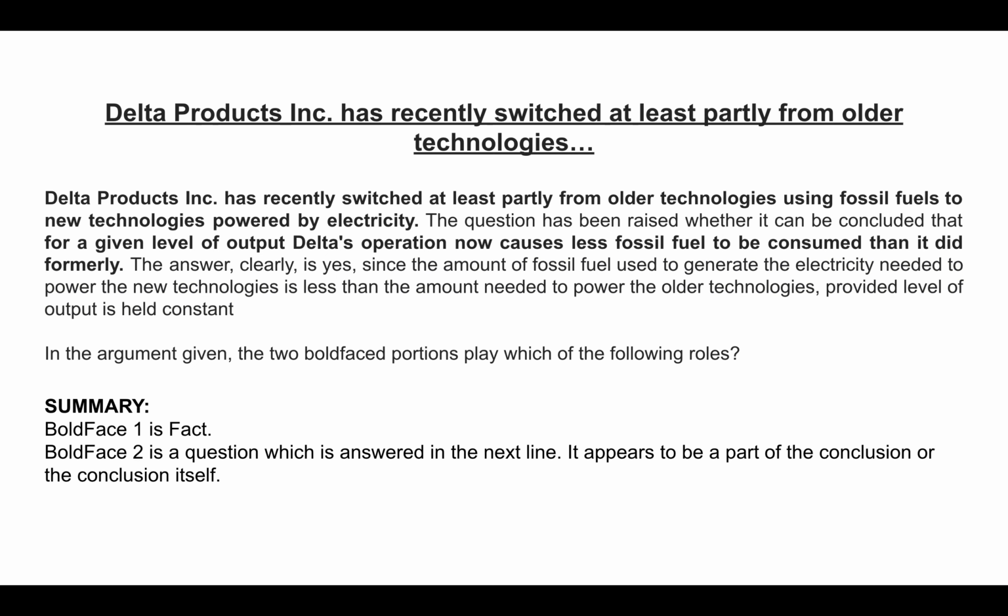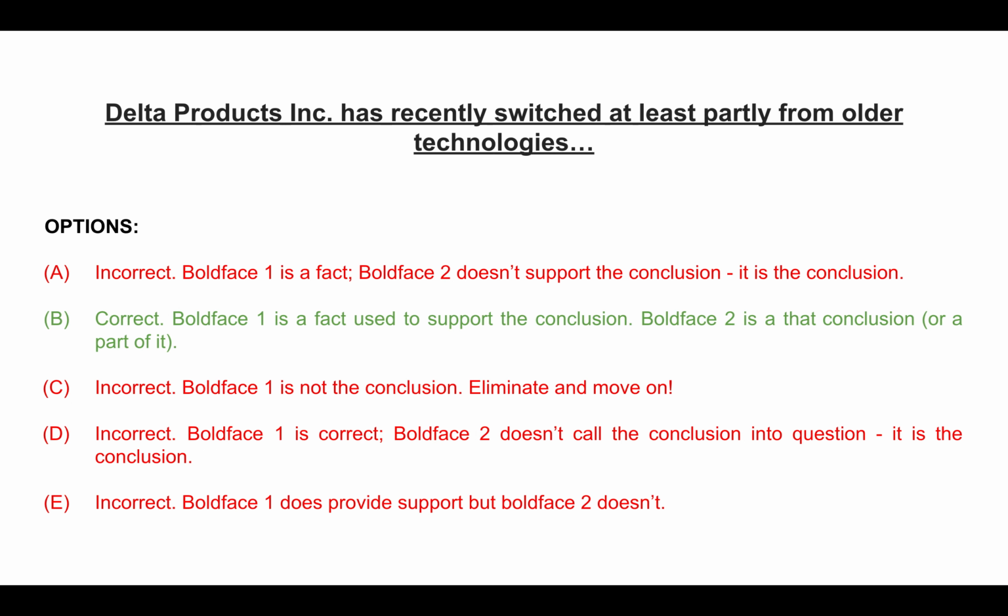So putting it together, we know that boldface 1 is a fact and boldface 2 is a part of the conclusion, or the entire conclusion. We'll have to see what the options are. Option B is the closest and makes the most sense based on what we've understood.